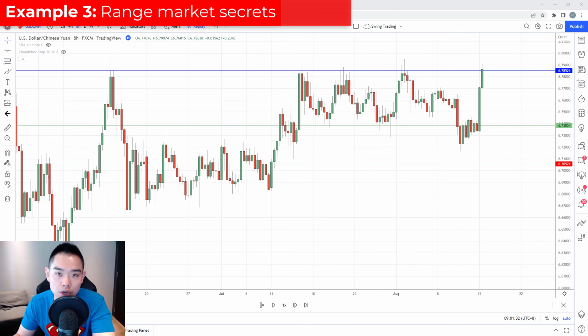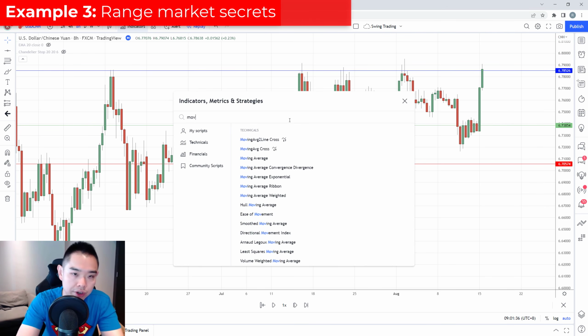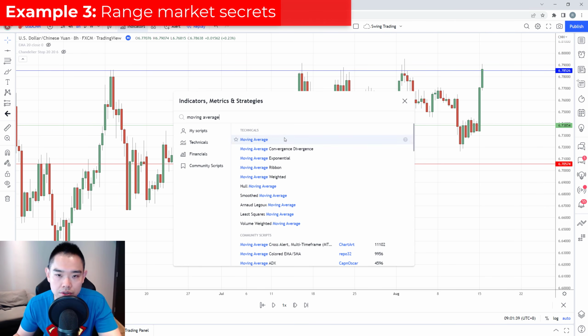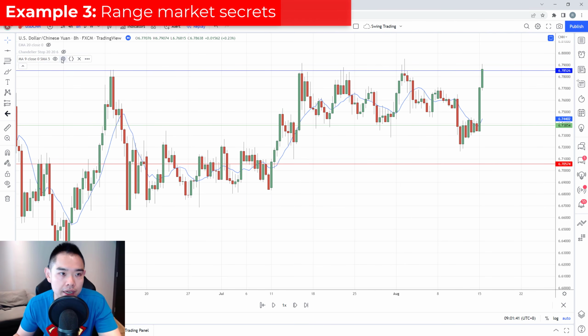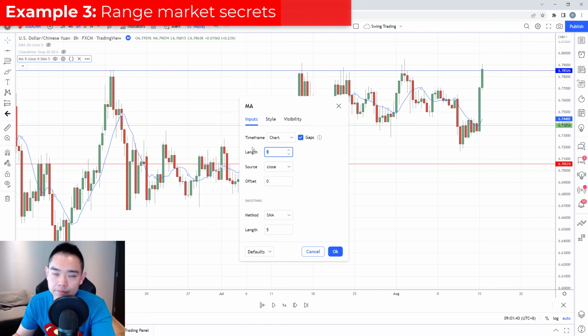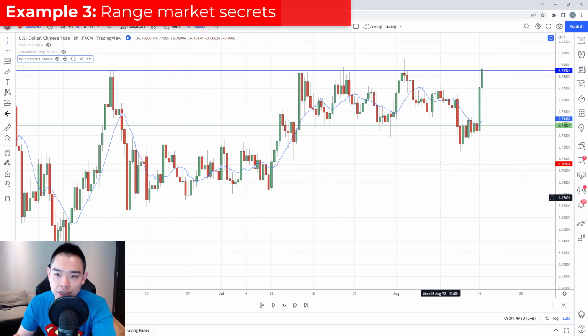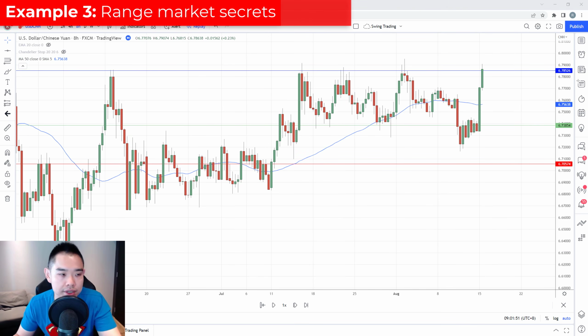What you can do is to trail your stop loss. You can use something like the 50-period moving average. You just go to moving average, and this window comes up. If you want to ride a medium-term trend, you can use a 50-period moving average and click OK. What you can see on this chart is this blue line. This is the 50-period moving average that I've inserted on the chart.